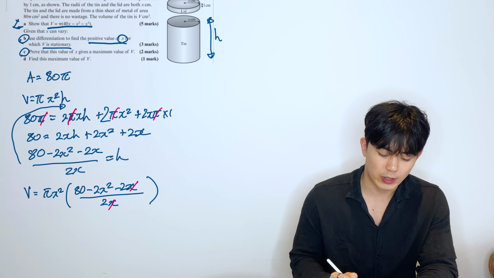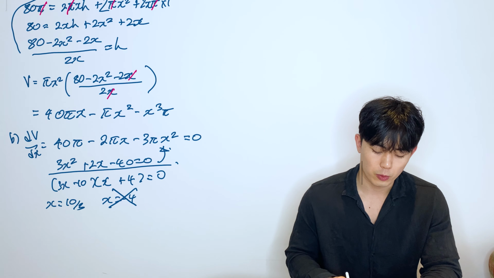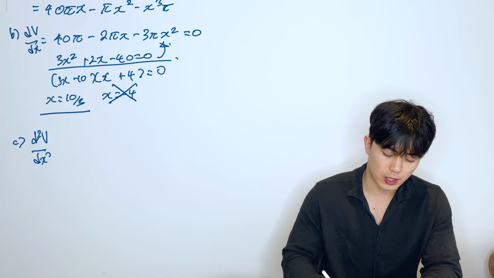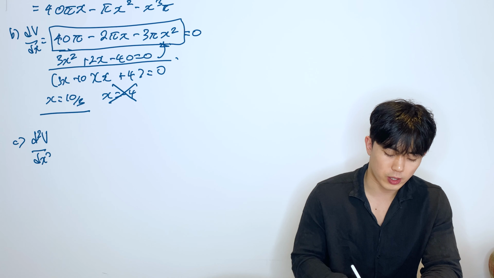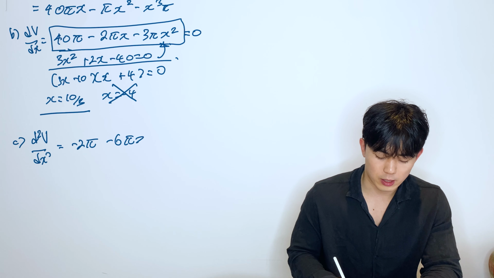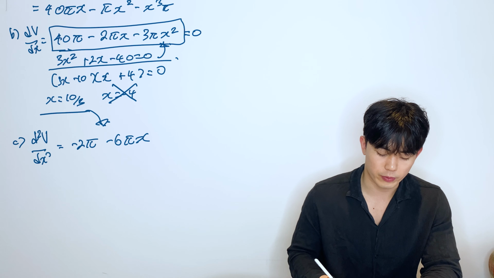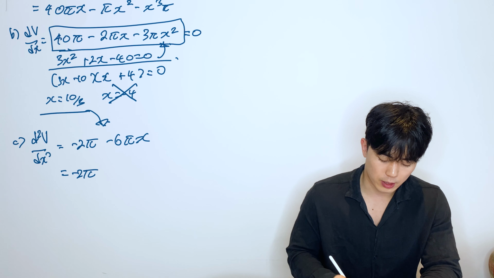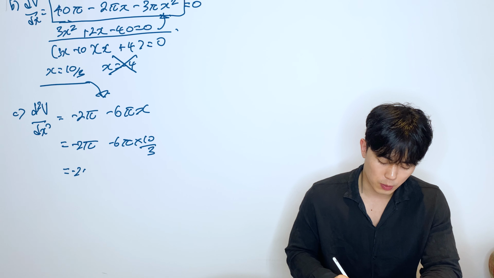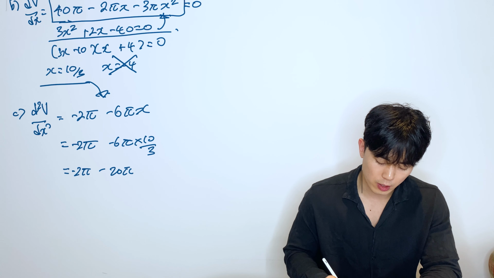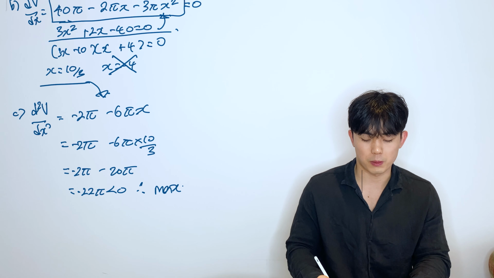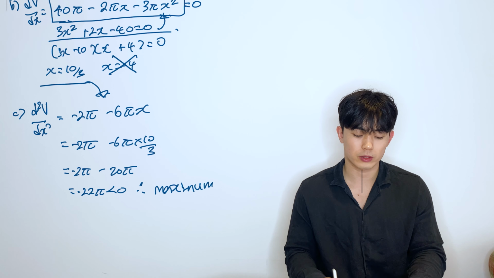C, prove that this value of x gives a maximum value of V, which means that I need to differentiate it one more time. So d2V by dx squared. So differentiating the first derivative, we get minus 2 pi minus 6 pi x. And I'm now going to plug in 10 over 3 into here. So minus 2 pi minus 6 pi times 10 over 3. What do we have there? This is minus 2 pi minus 20 pi, which is minus 22 pi, which is smaller than 0, so therefore we know it's a maximum value, like this.